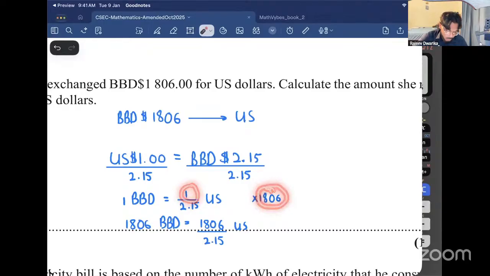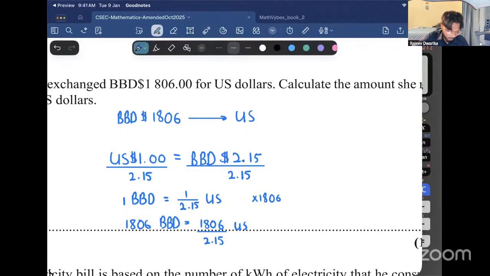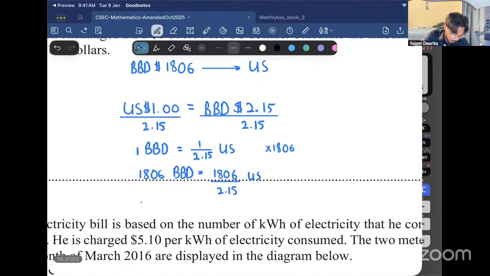1806 on top, and on the bottom we got 2.15. So this is what you would have told me from the start: you just take 1806 and divide it by 2.15, and you get your answer in one go. So what's the answer? 840.